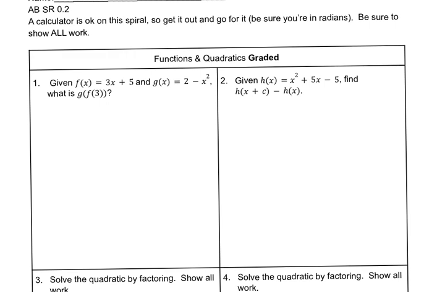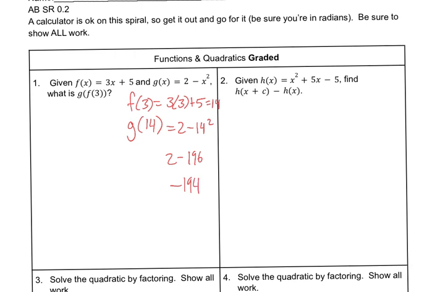So we're trying to find g of f of 3. That means we're going to find f of 3 first, which is going to be 3 times 3 plus 5, which is 14. G of 14 is going to be 2 minus 14 squared. 2 minus 196 is going to be negative 194.